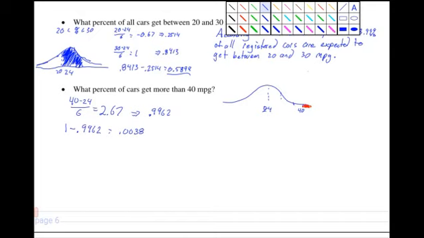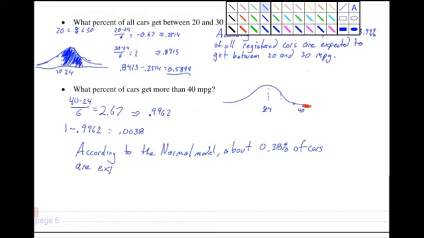So according to the Normal model, about 0.38% of cars are expected to get more than 40 miles per gallon.